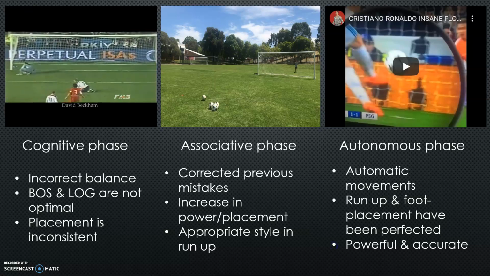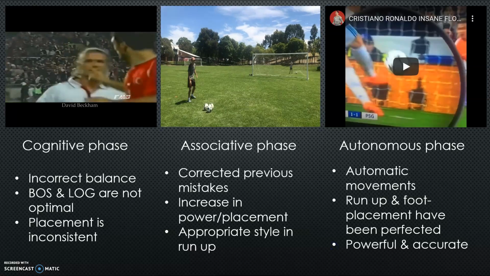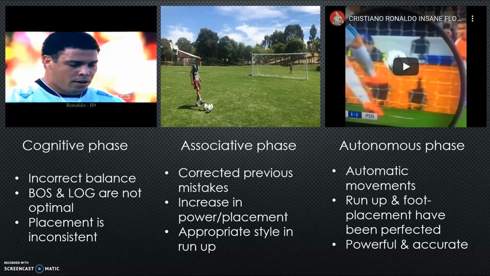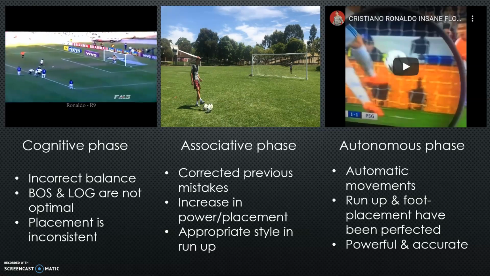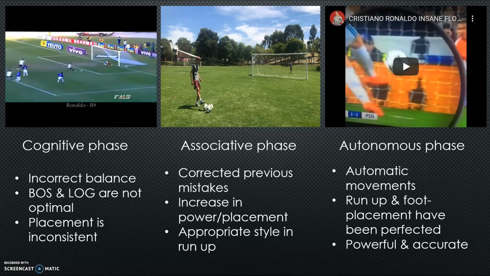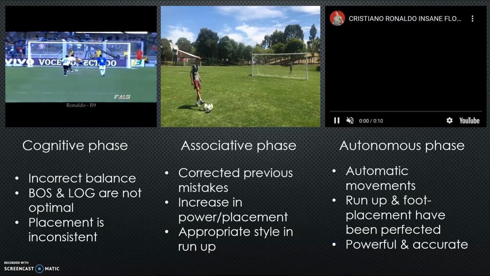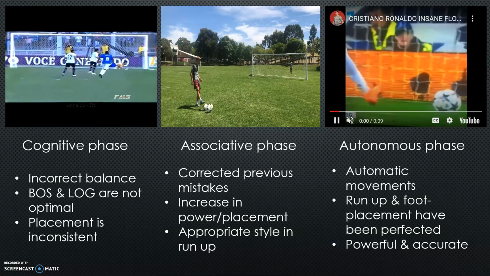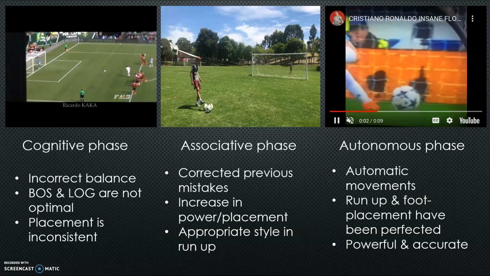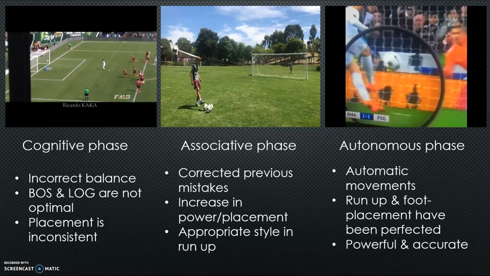Whilst in the associative stage, the player may have corrected some previous mistakes and have a general knowledge of the process of the shot. Most movements become muscle memory and technique would see gradual improvement over time. There may still be some imperfections, such as balance of the stabilizing foot next to the placement of the ball.